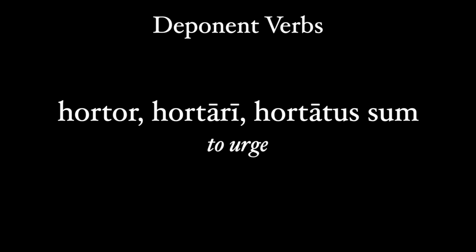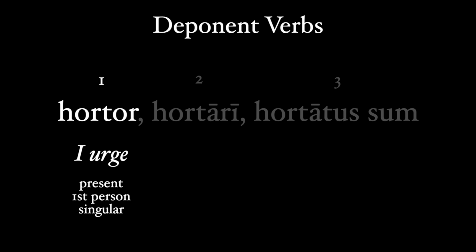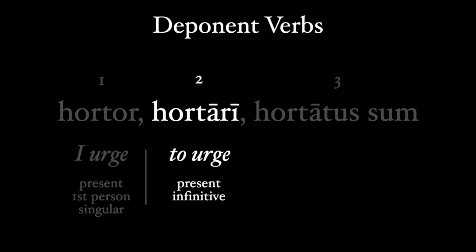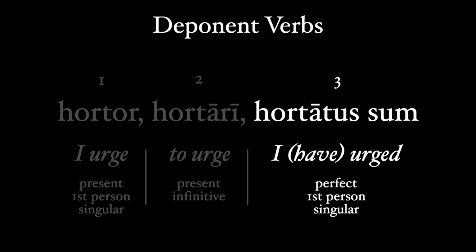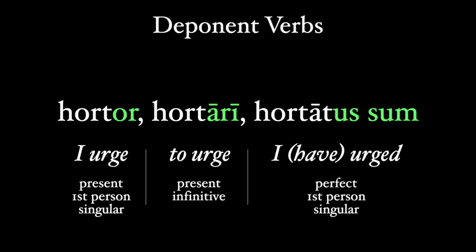You recognize a deponent in the dictionary because it's typically listed with three forms, all of them passive. So hortor, hortari, hortatus sum, which means to urge. Our first principal part is still the first person singular, the I form, I urge, of the present tense, and note the -or passive ending. The second principal part is the present infinitive, to urge, but again, note the passive infinitive ending in -ari. And finally, we have the first person singular, the I form again, of the perfect tense, I urged or I have urged. Deponents will always have these endings, although sometimes the sum is omitted, so be on the lookout for them.